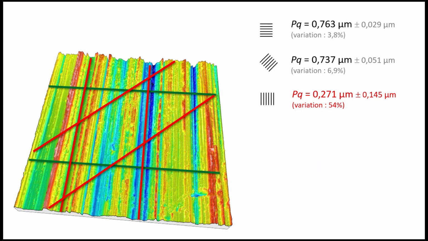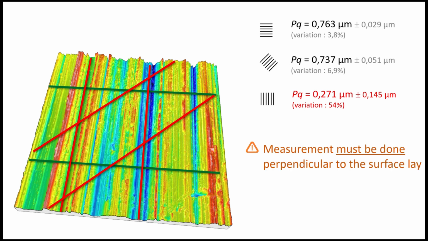This second surface shows parallel grooves, typical of machining processes such as grinding or brushing. Profiles measured perpendicular to the grooves give stable and representative roughness values. However, profiles measured at an angle or along the grooves produce smaller or inconsistent results. In such cases, the direction of measurement must be carefully selected, always perpendicular to the texture lay. This direction is sometimes indicated on the technical drawing.